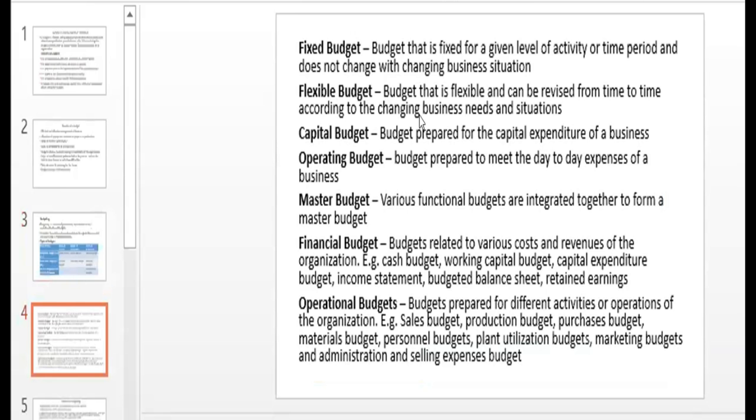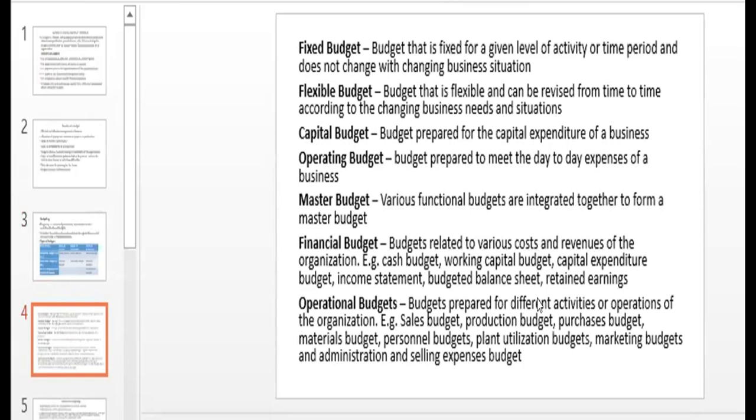So fixed budgets: this is a budget that is fixed for a given level of activity or time period and does not change with changing business situations. Like now, what we are experiencing, COVID-19, they are not affecting the fixed budgets. All right? Then flexible budget: this is a budget that is flexible and can be revised from time to time according to the changing business needs and situations.